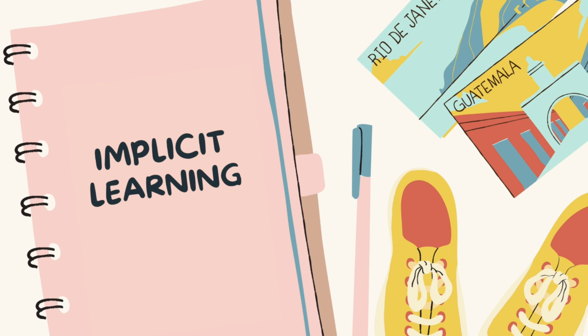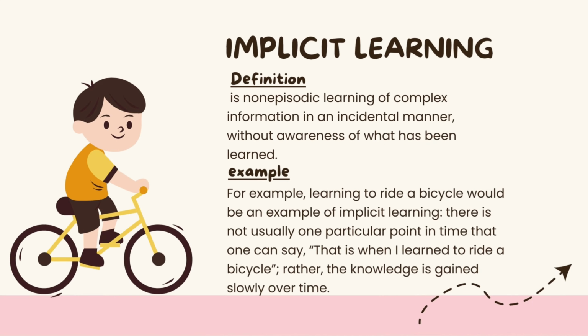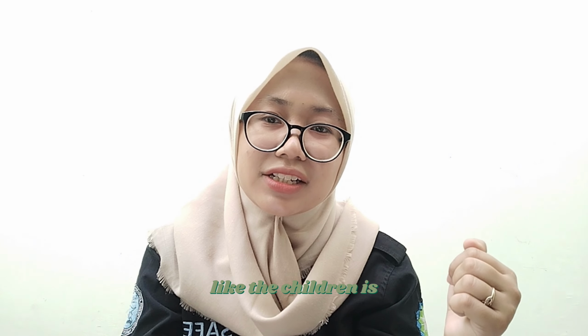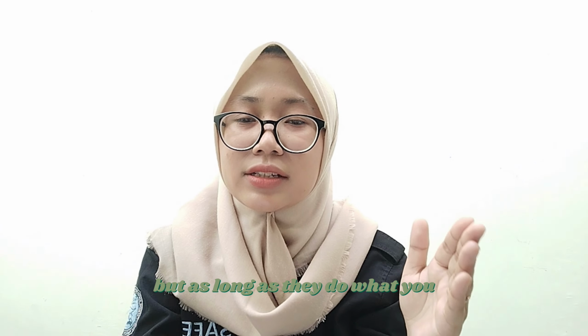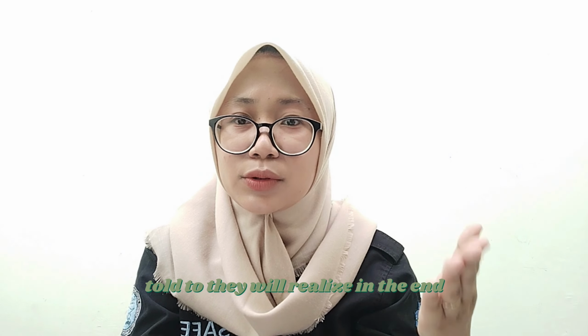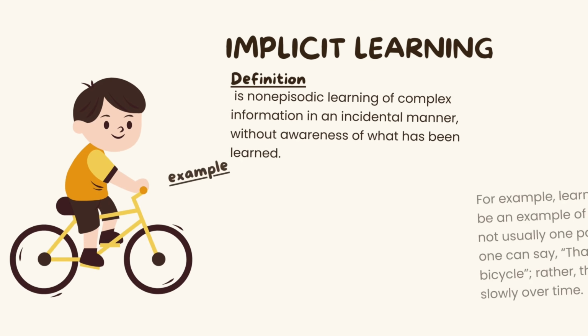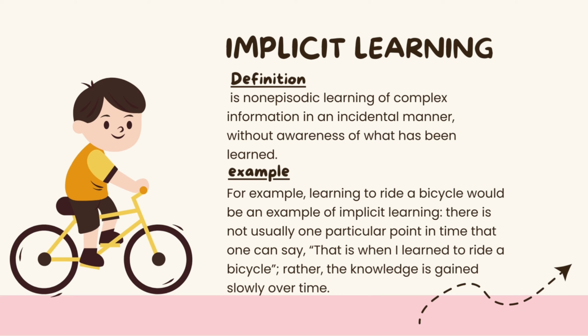Implicit learning is a non-episodic learning of complex information in an incidental manner without awareness of what has been learned. So implicit learning, like the children, do not know what they are doing, but as long as they do what you told them to, they will realize in the end, oh, this is learning. So for example, learning to ride a bicycle will be an example of implicit learning.